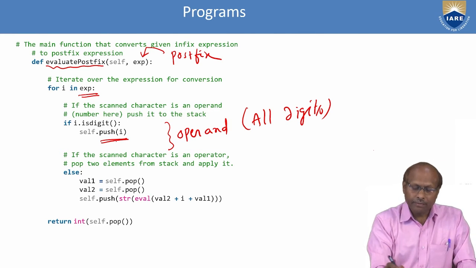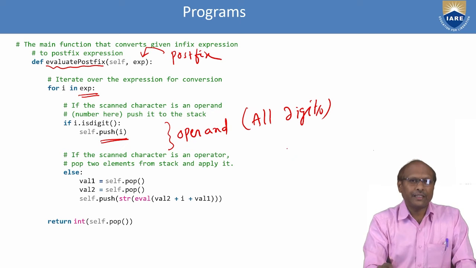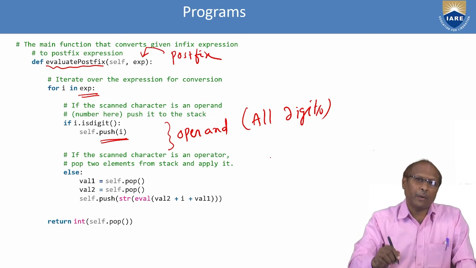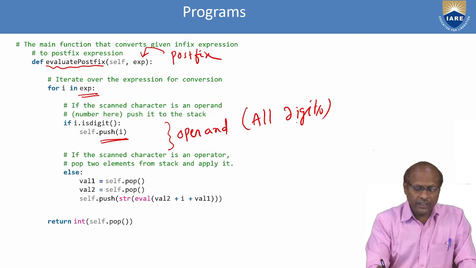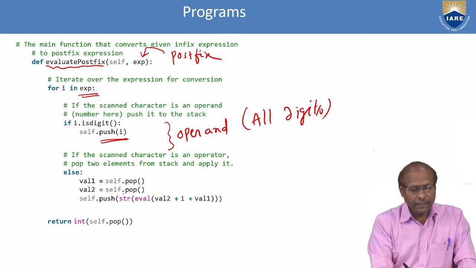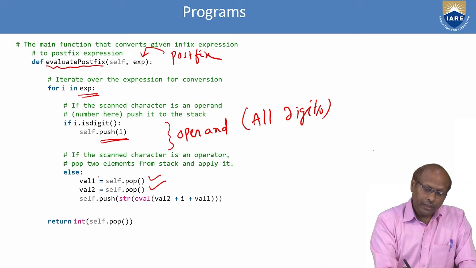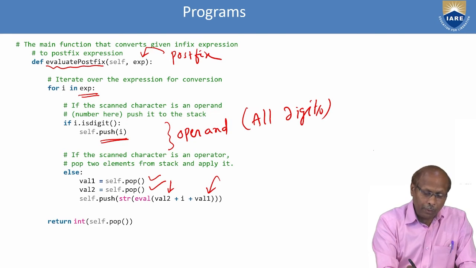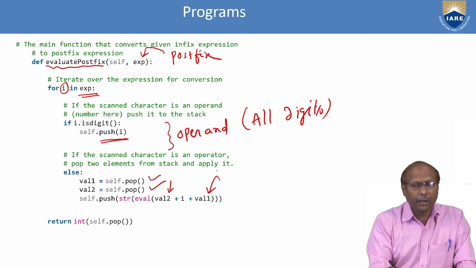If it is not a digit, of course, in your postfix expression there will be only 2 things: one is operand, another is operator. So if it is not a digit, that's the operator. So I will come to the else part. Here, I have to pop 2 values: value 1 and value 2. The value 1 will be the top of the stack. The next element is value 2. In between, I will put my operator. The symbol i is either operator or operand. So when you come to the else part, it is an operator.